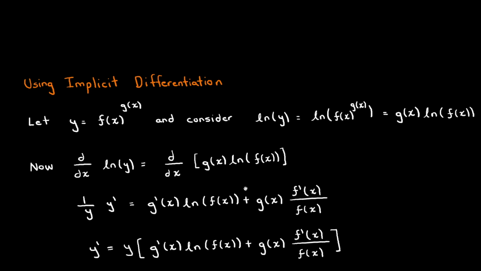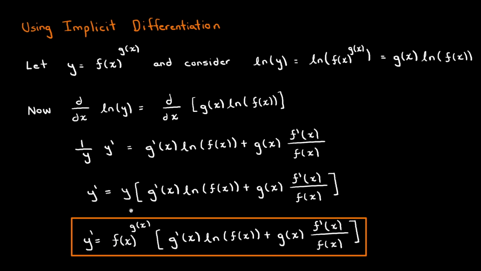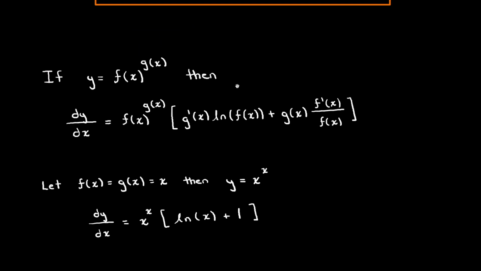We use the product rule and we get this, and then we can just multiply both sides by y and we get this. But now remember, what is y? Y, we defined it to be f of x raised to the power of g of x, and so therefore we get the exact same result as before. Lastly, I want to use the rule that we came up with to solve some examples and also verify some rules that we are already familiar with.